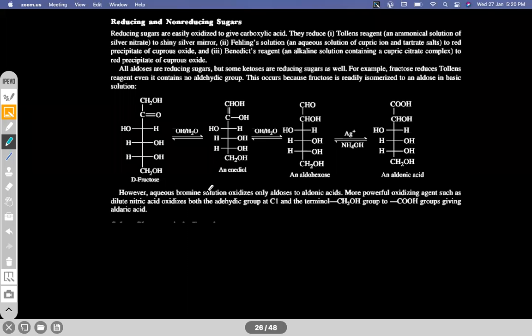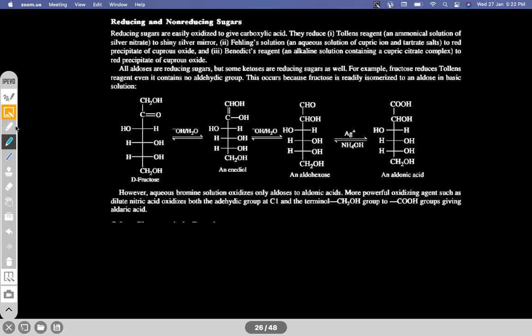So reducing sugar is the one which can reduce Tollens reagent and Fehling solution. Okay, a non-reducing sugar is the one which cannot reduce these reagents, Tollens reagent and Fehling solution. All those molecules or carbohydrates in which there is a free aldehyde or ketone group present are called reducing sugars. Basically, those in which anomeric carbons are not involved are called reducing sugars. Reducing sugars are easily oxidized to give carboxylic acid.